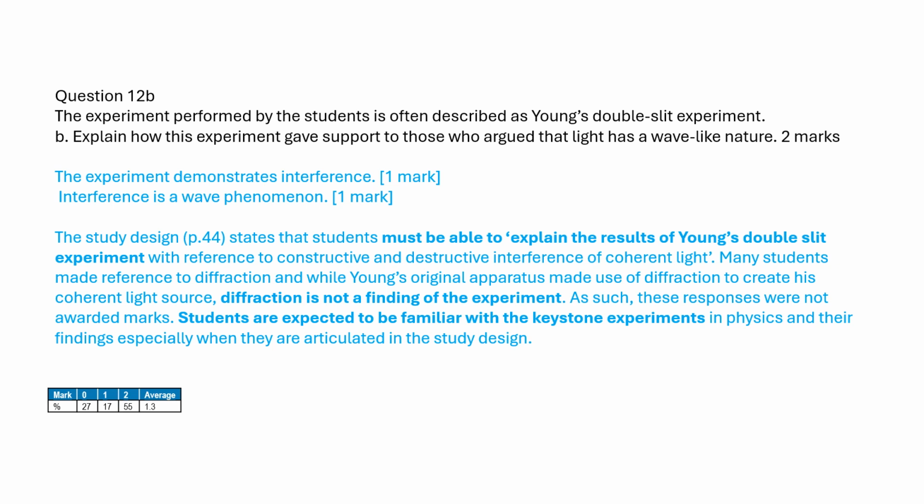The experiment demonstrates interference. Interference is a wave phenomenon. The study design states that students must be able to explain the results of Young's double-slit experiment concerning constructive and destructive interference of coherent light. Many students refer to diffraction, however, the diffraction of Young's experiment is not found here. Students are expected to be familiar with the keystone experiments in physics.